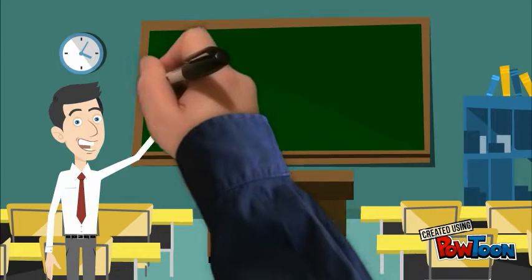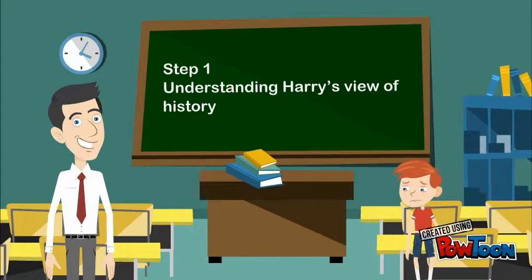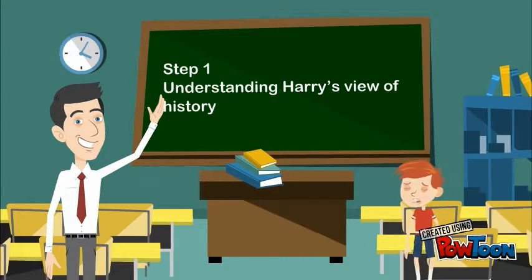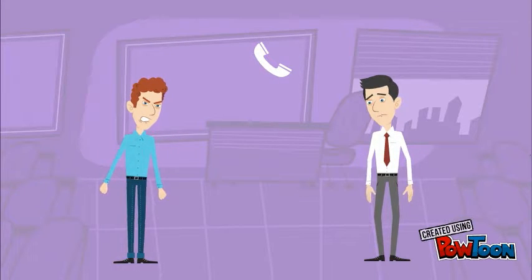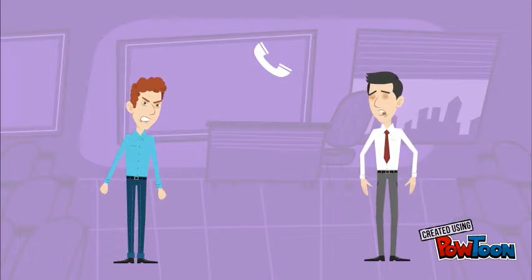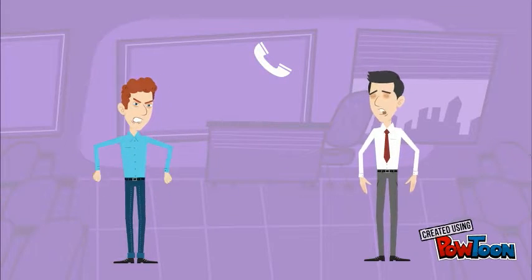Step 1. Understanding Harry's view of history. The teacher can understand Harry's view of history through his misbehavior in history class. He paid no attention to class content. Through the parent-teacher phone call, the teacher learned that his family does not value history, which therefore influenced his view of history. He believes that history is useless and that it cannot help him in the future.